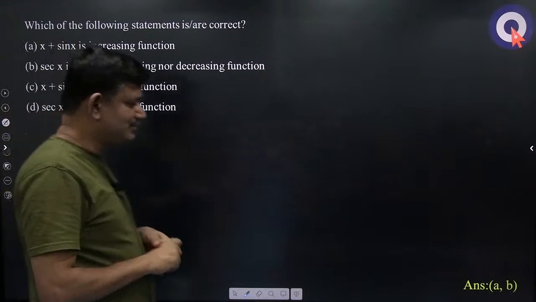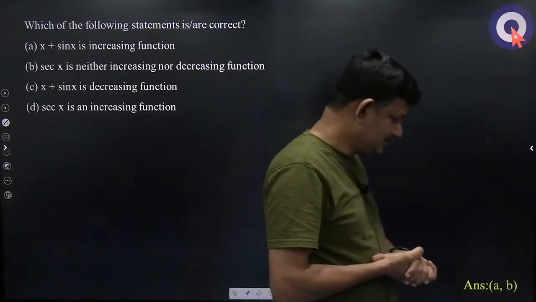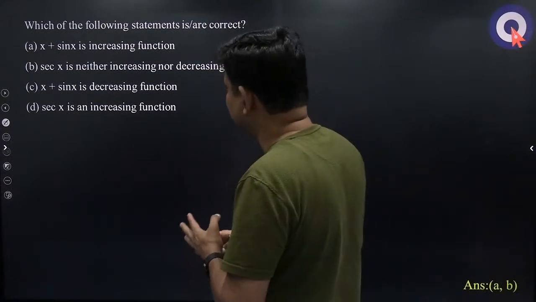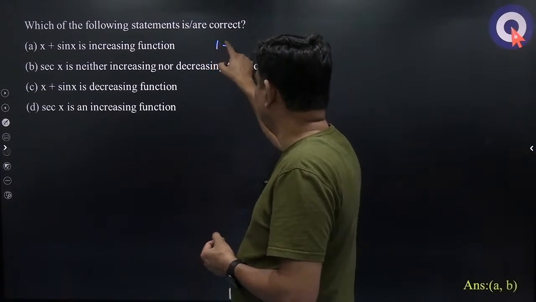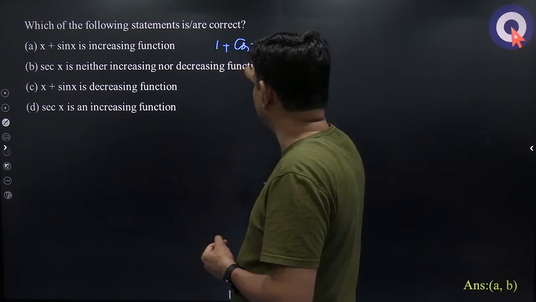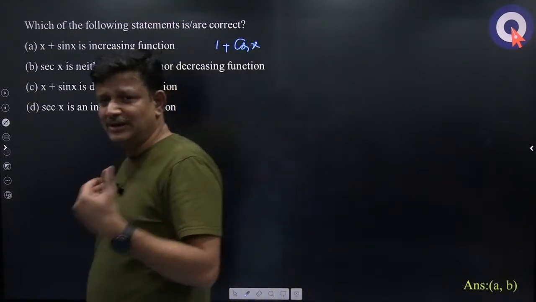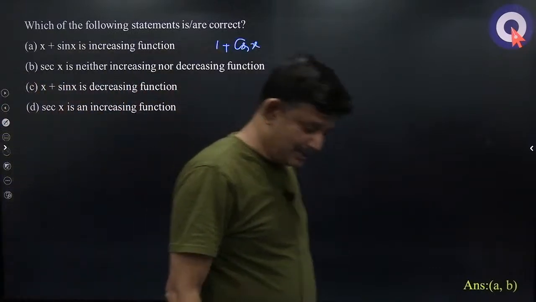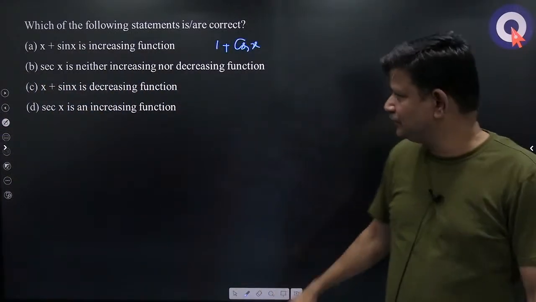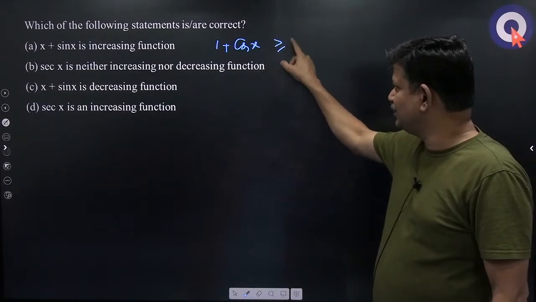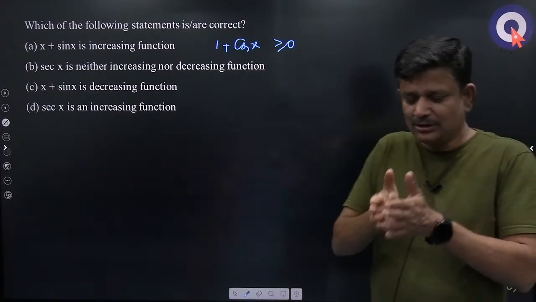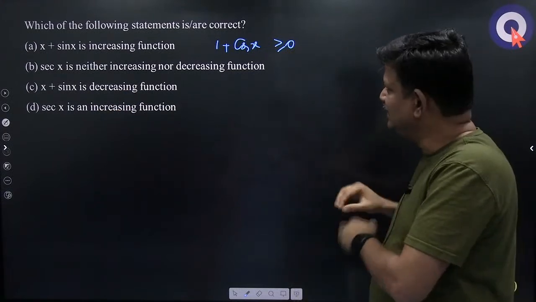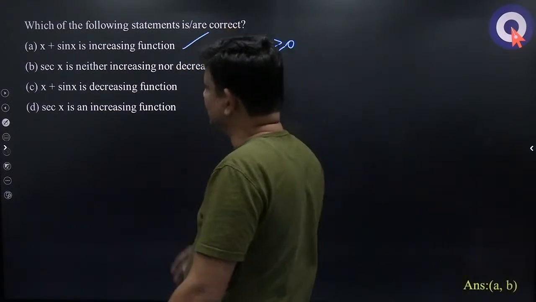Which of the following statements is correct? Quickly tell me. X plus sin x is an increasing function. Why? What is the derivative? 1 plus cos x. 1 plus cos x is always greater than or equal to 0. Why? Cos x always lies between minus 1 and plus 1. Because cos x lies between minus 1 and plus 1, 1 plus cos x is always greater than or equal to 0. And equal to 0 happens only at few discretely separated points. So it is a strictly increasing function, happily correct.